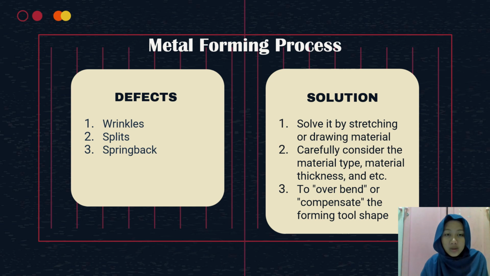Okay, so the second one is split. Split happens when the stretching causes the material to thin beyond its depth limit. So to reduce this defect, we can reduce it by considering the material type and so on. So the third one is spring back. Spring back happens when the state of stress and strain in the formed material has changed. So it can be solved by overbending or compensating the forming tool shape.